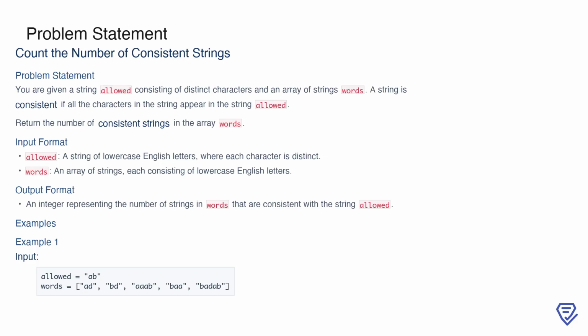For the input format, allowed is a single string where all characters are unique, and words is an array of strings that only contain lowercase English letters. The output should be a single integer representing the count of consistent strings. Let's look at an example to better understand this.